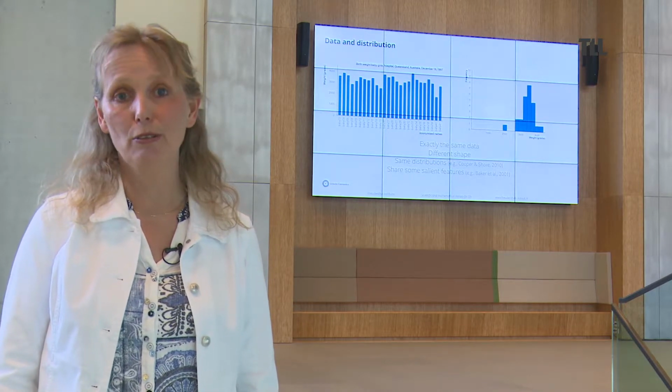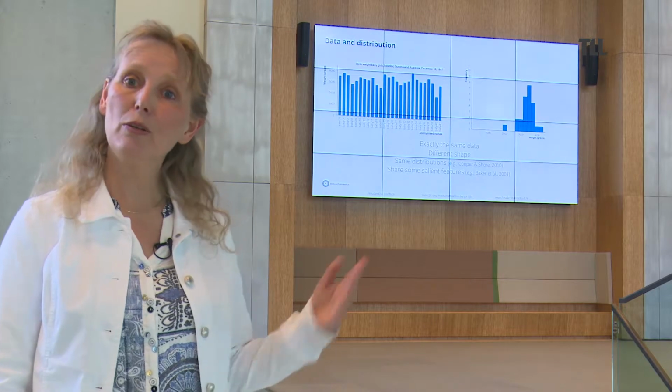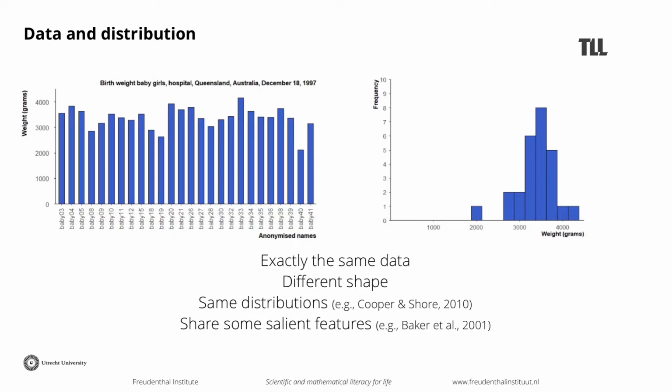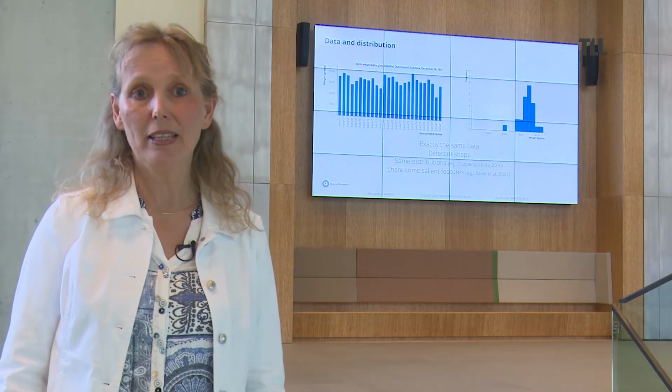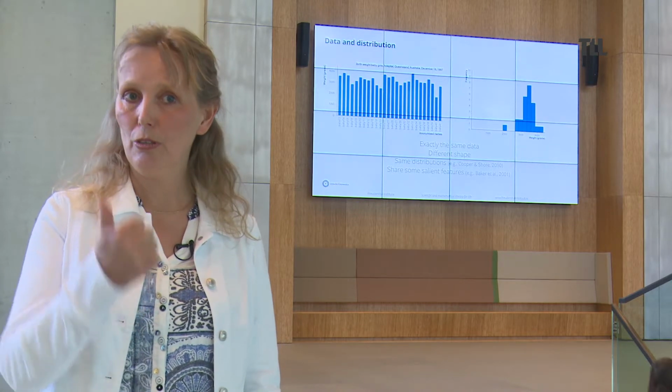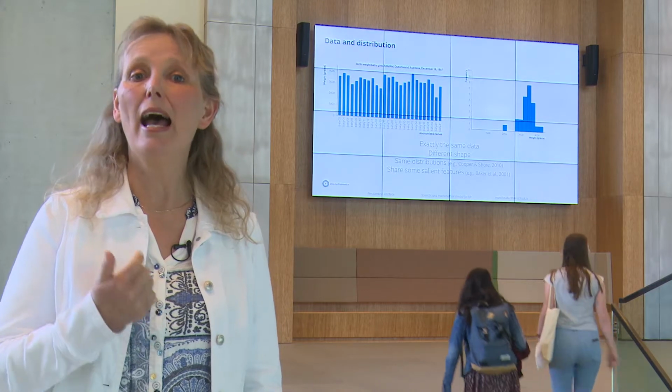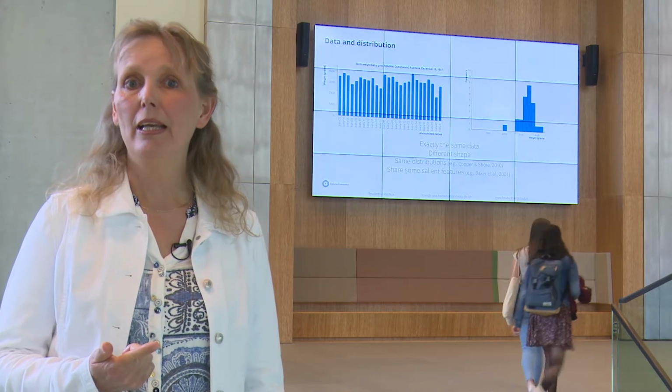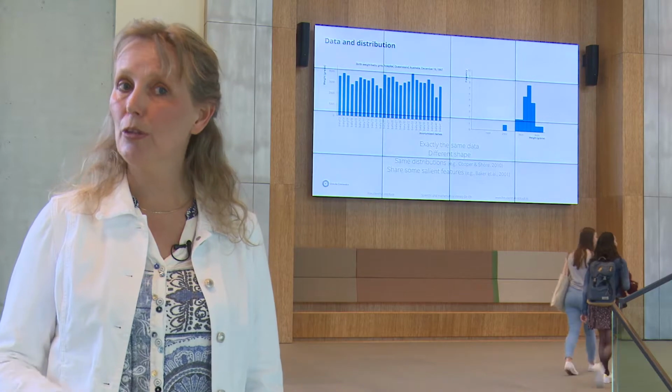So let's have a closer look at these two graphs here that look quite different. In the left-hand graph we have a case value plot with the birth weight of baby girls born in a hospital in Queensland, Australia in 1997. In the right-hand graph we have a histogram of the same birth weights of these babies. If we think about the big idea of data, two differences are important: the number of statistical variables and the measurement level. In this video abstract I focus on the number of variables.